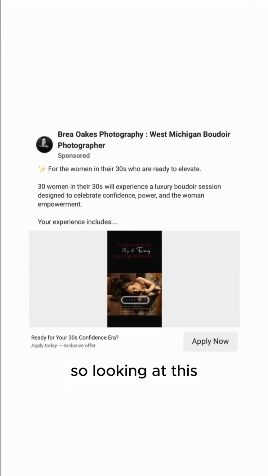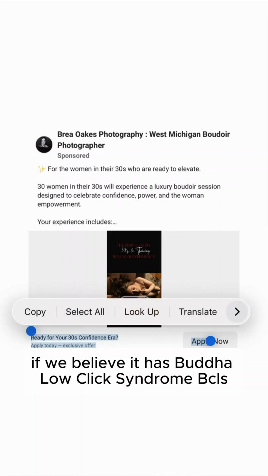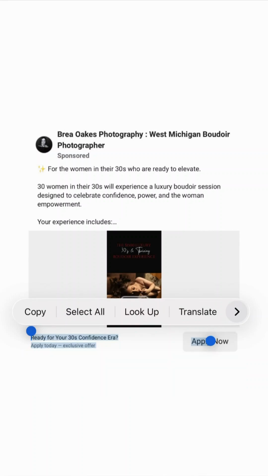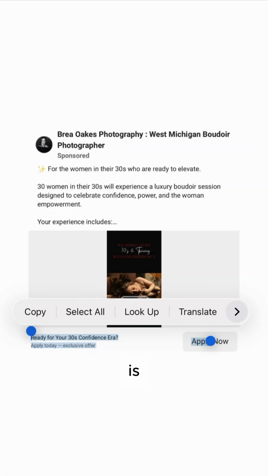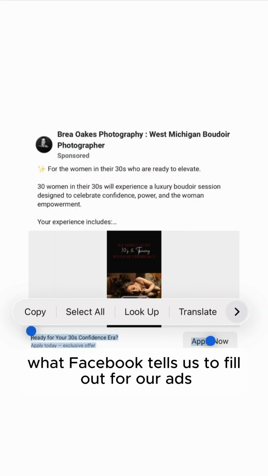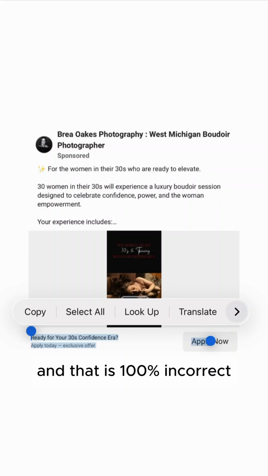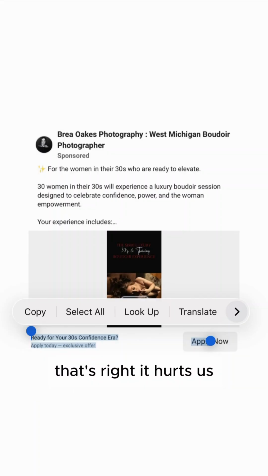So looking at this, we're going to diagnose if we believe it has Boudoir low click syndrome, BLCS. See if its unique CTR is under 6%. So let's see. We've got the little creative cluster mistake here. The false belief that caused us to make this mistake is that we're trusting what Facebook tells us to fill out for our ads, that the ad fill out process is what we should fill out for our ads. And that is 100% incorrect. Facebook recommends those things because it helps Facebook and actually hurts us. That's right, it hurts us.